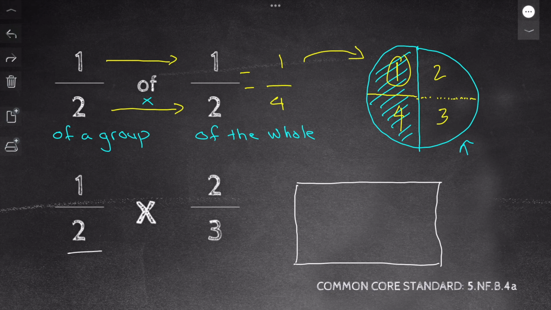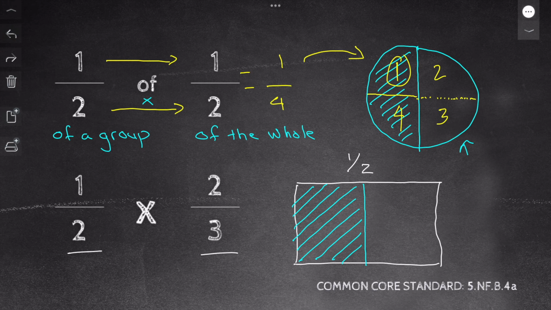I'm going to go ahead and I'm going to cut my pan in half like this. And then I'm going to take one of them and I'm going to shade one side. Now I'm going to label 1/2 at the top. Now I'm going to jump to my second fraction of 2/3. And I'm going to cut across horizontally, and I'm going to cut 3 pieces.